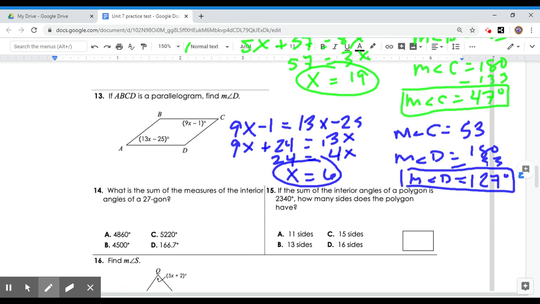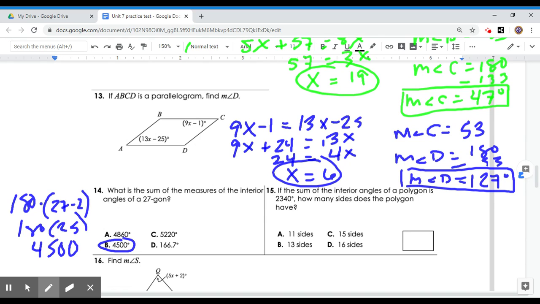So we're back to some polygons. What is the sum of the measures of the interior angles of a 27-gon? So we do 180 times 27 minus 2, which is 180 times 25. Check that on the calculator. That is 4,500. So this is B.